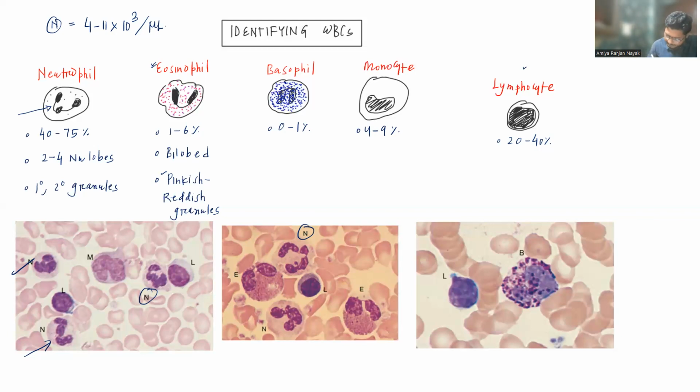In the peripheral smear, you can identify this is an eosinophil. You can see it has a bilobed nucleus and it has reddish cytoplasmic inclusions. Again, this is also an eosinophil.